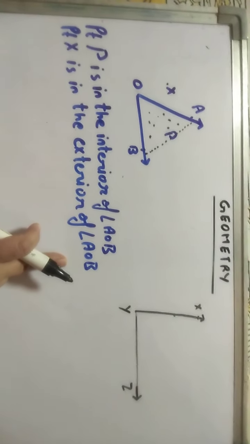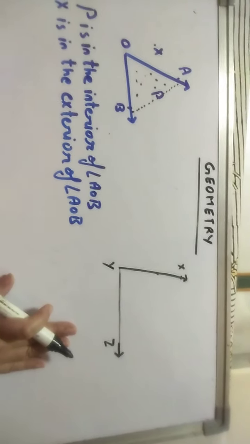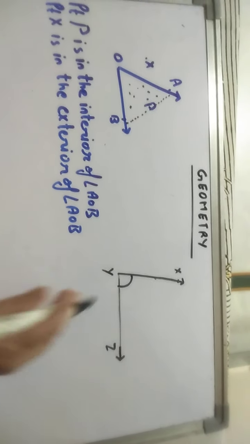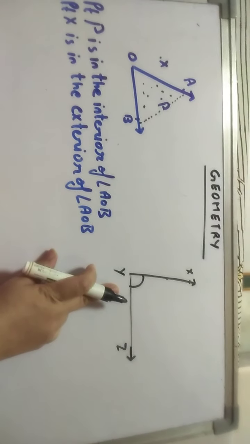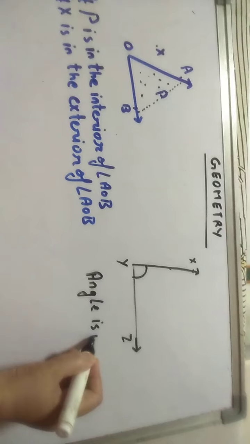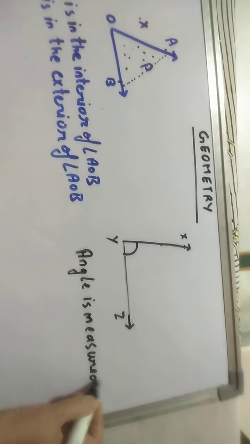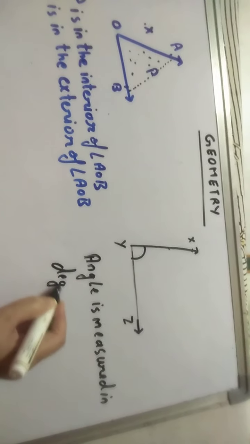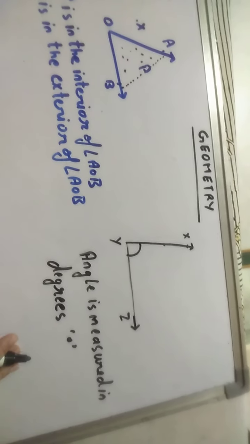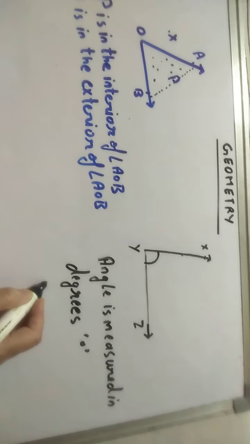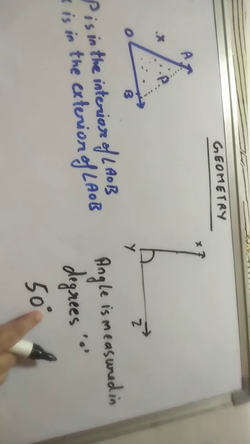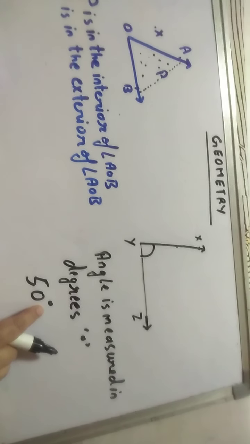Okay. Now let us learn how to measure an angle. Now children, this part, this opening can be measured. Basically this is the angle. An angle is measured in degrees, which is denoted by a small circle. Suppose an angle is of 50 degrees, then we will write 50, and on the top we write a small circle. This is degree. Now let us see how to measure it.